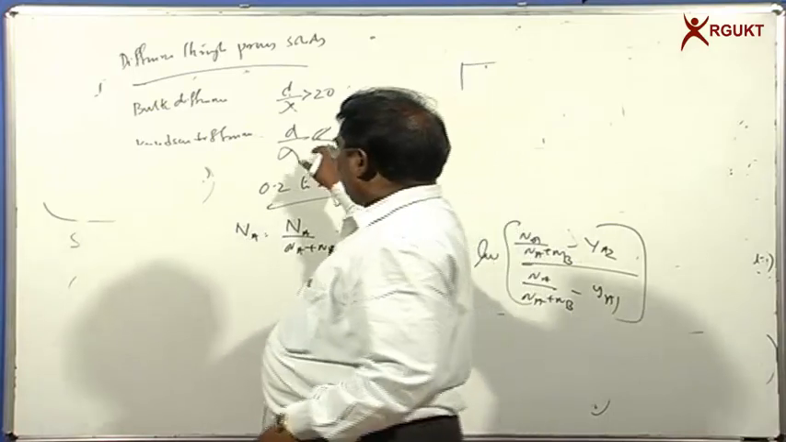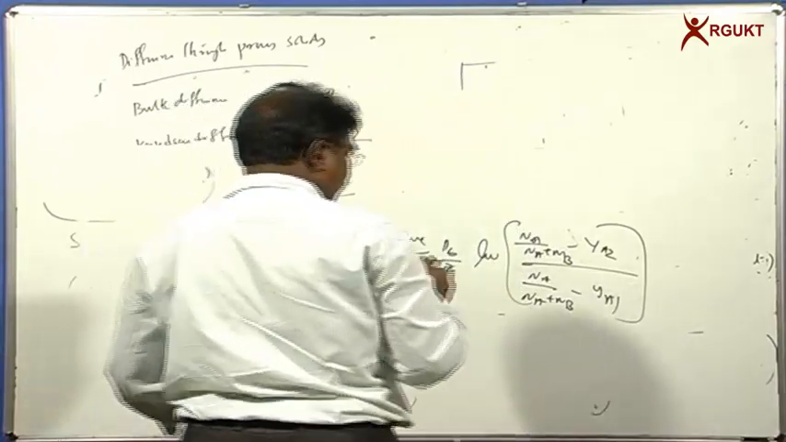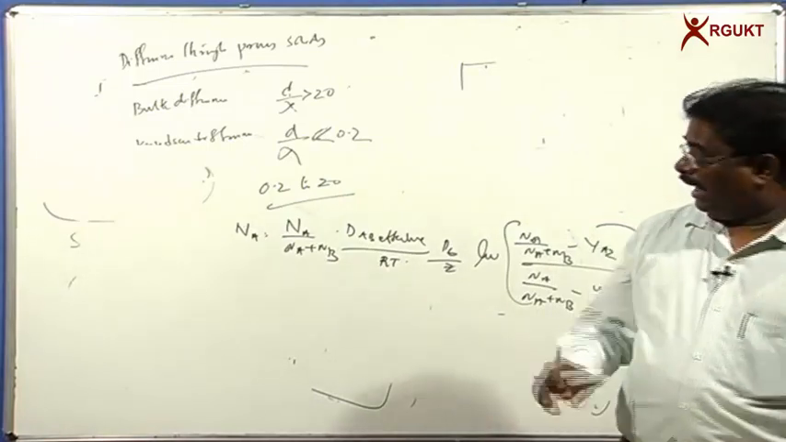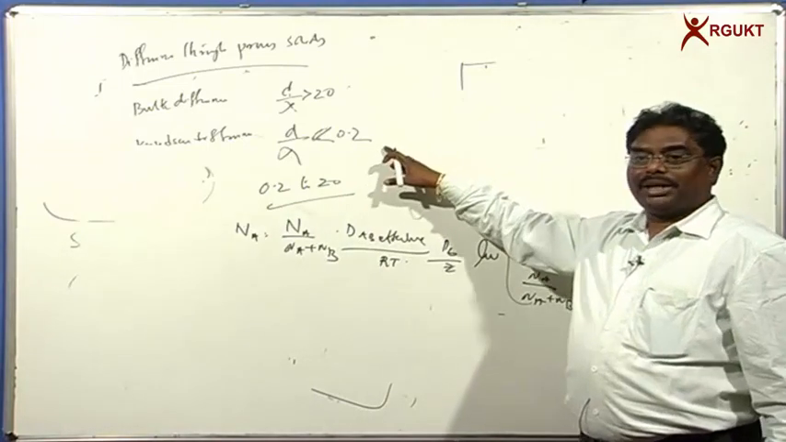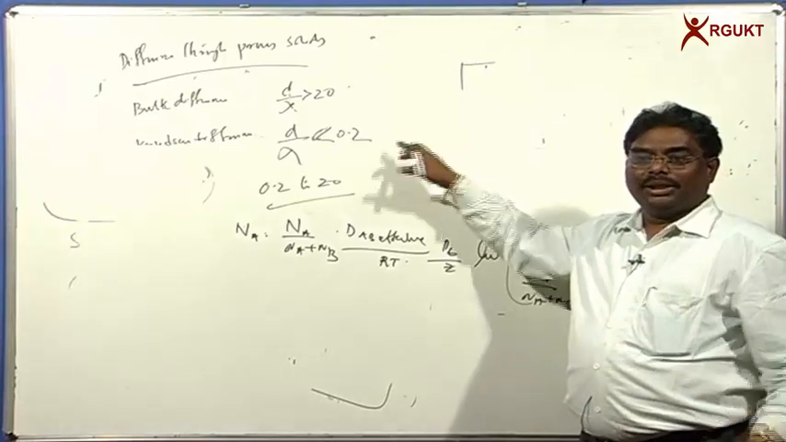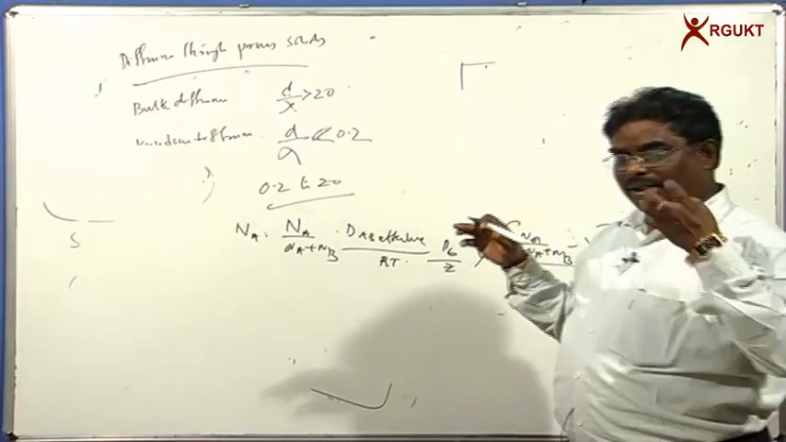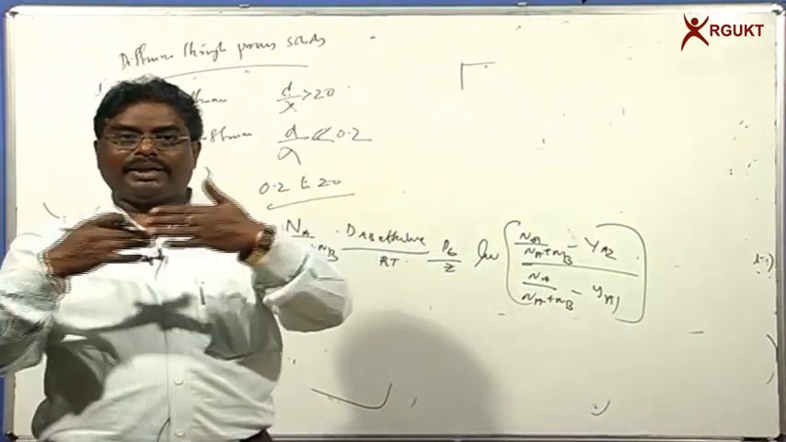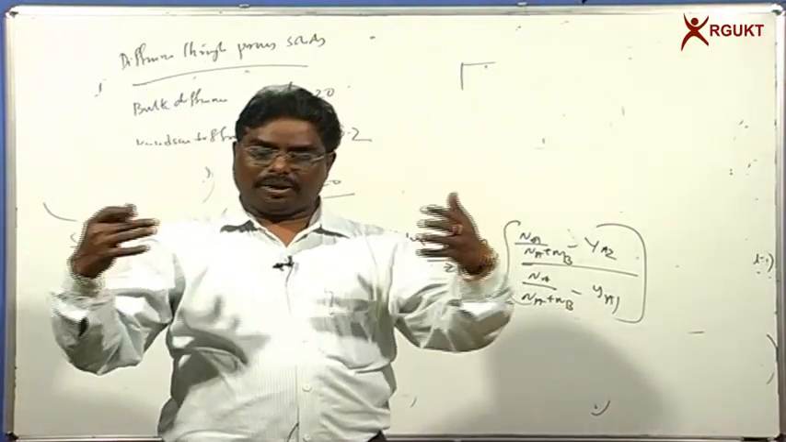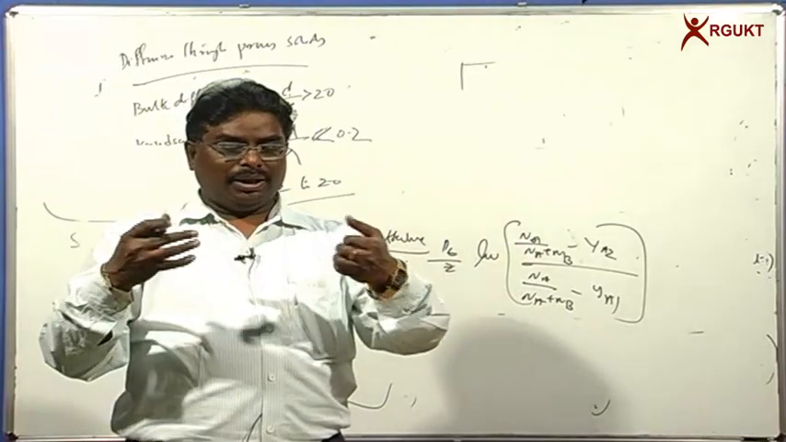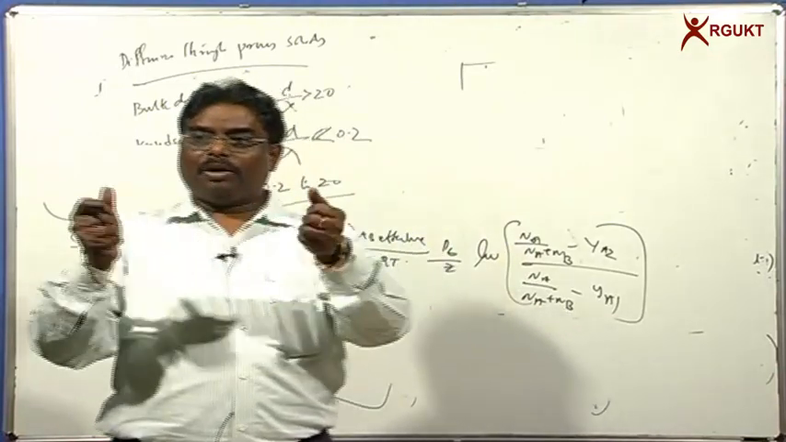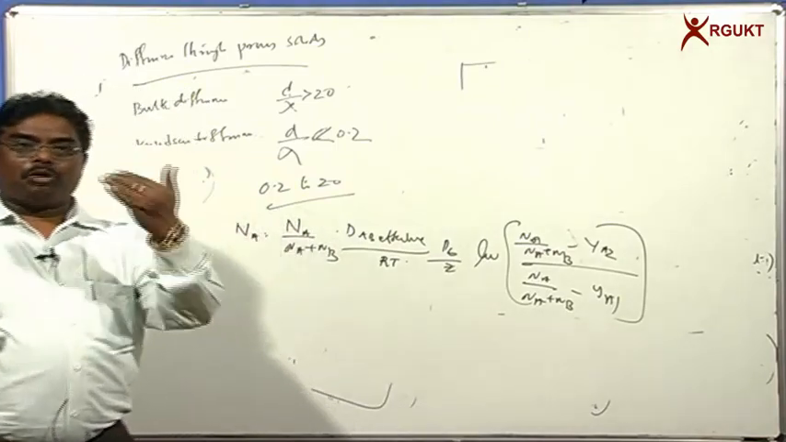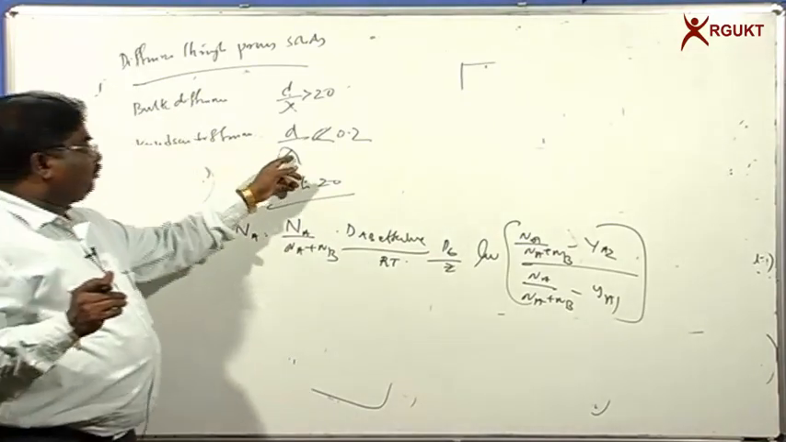Then if d by lambda is less than 0.2, as I told you, Knudsen diffusion is going to take place, where molecular collisions are not that important. Regarding molecular collision, as we have discussed already, there are two molecules, and the molecules are randomly moving from one location to another. When these two molecules are moving from one location to another, there will be a collision between the molecules. And the distance traveled by the molecule before a collision occurs is what we call the mean free path.